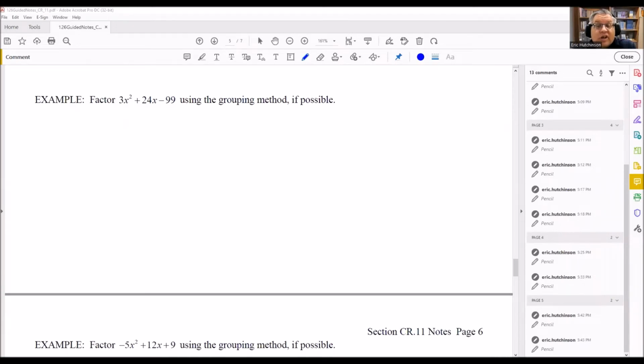Sometimes for problems like this, it might be possible to actually factor more than once. So this problem here is one where we're actually going to do factoring twice. Now, the first thing that we're going to look at with this problem is you want to look at all three of the numbers to see if there is a common factor with the numbers themselves.